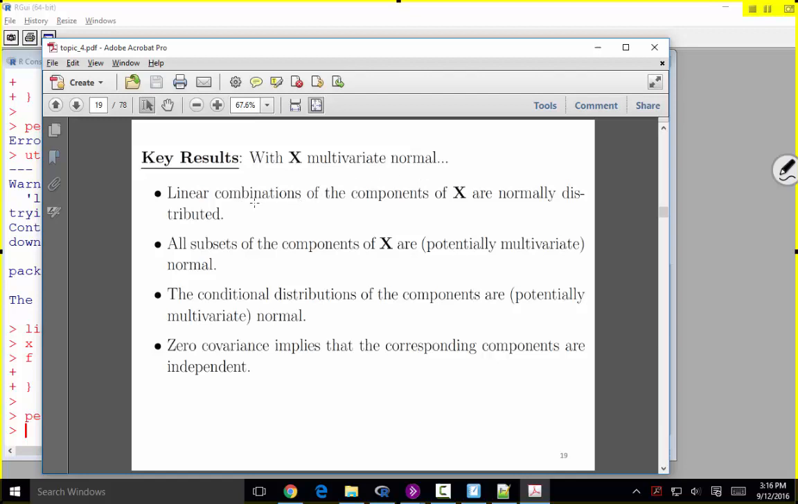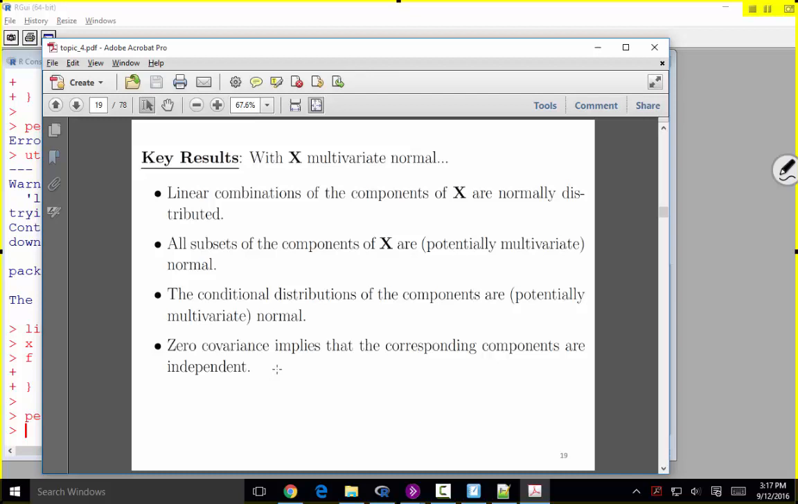In particular, when you linearly combine the components of x, like if you have 3 numbers in x and you do some linear combination of them, that's also normal. All subsets of x, if you were to partition x like we did in the homework into 2 variables and 3 other ones, those are normal, and multivariate normal if there are multiple variables in there. Conditional distributions are also normal. And we have a nice little mathematical result that zero covariance, equivalently zero correlation, means statistical independence.